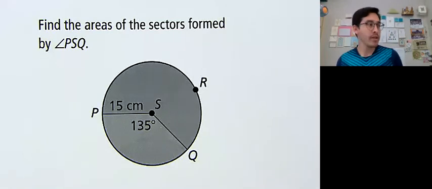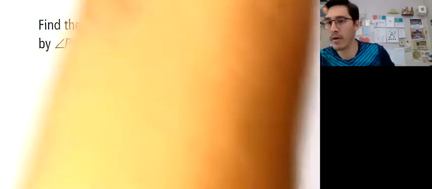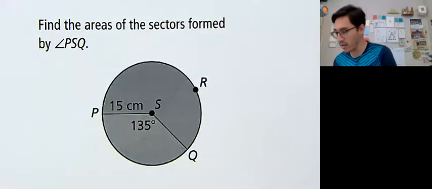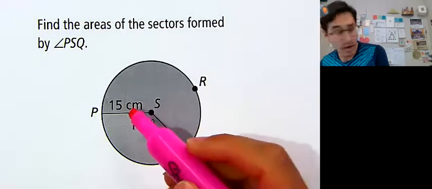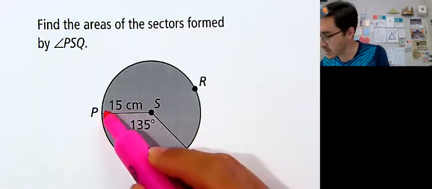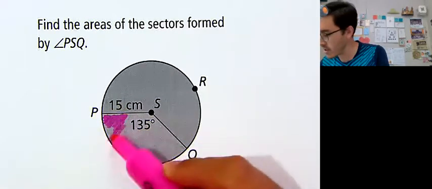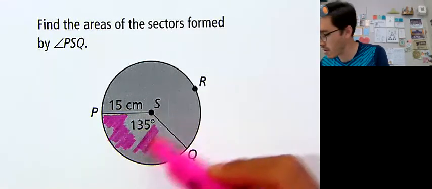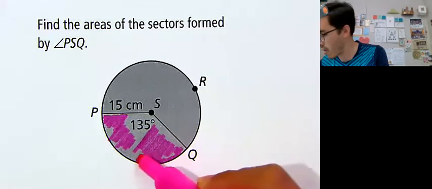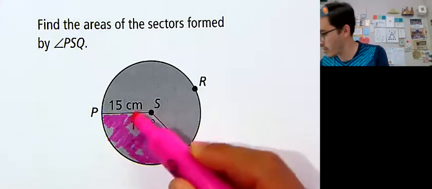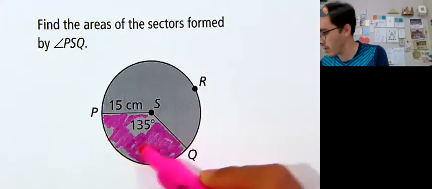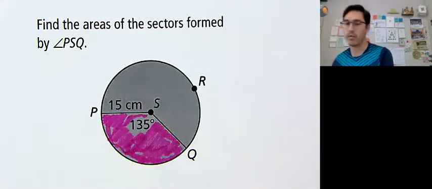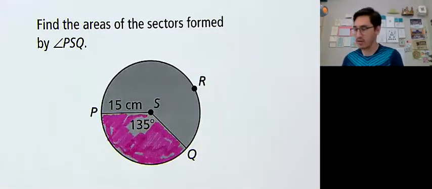All right, so when I printed this problem, it came out obviously grayscale, but on the computer, this section here is pink. And then the other section is blue. I'll color that one in later because I just want to focus on this pink sector.